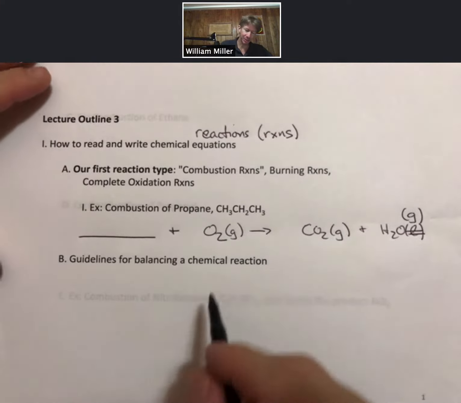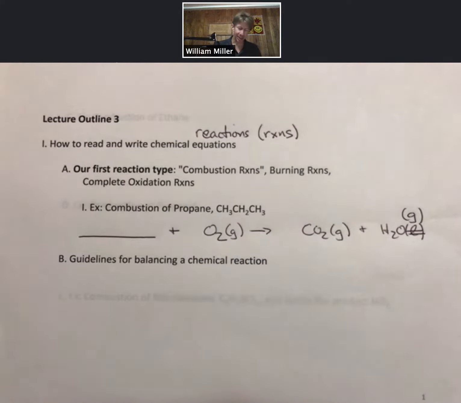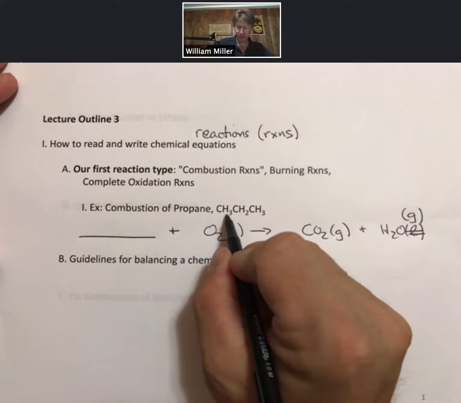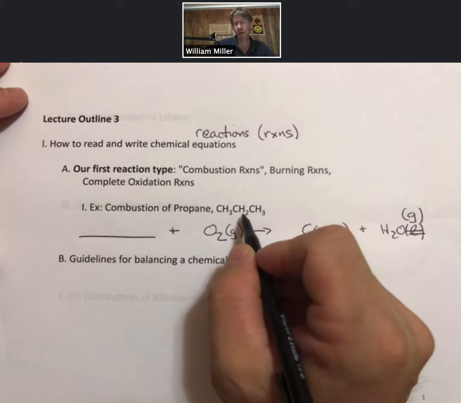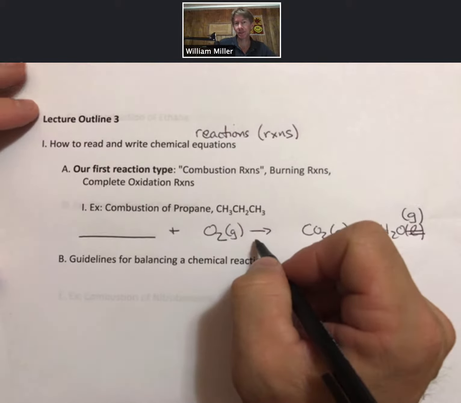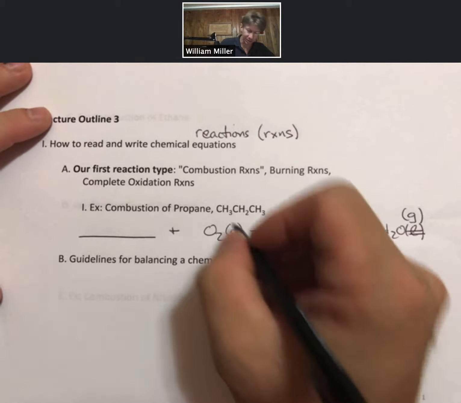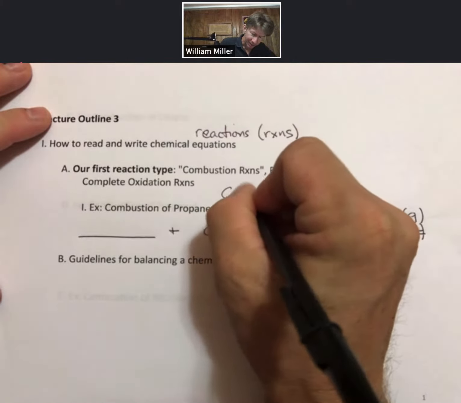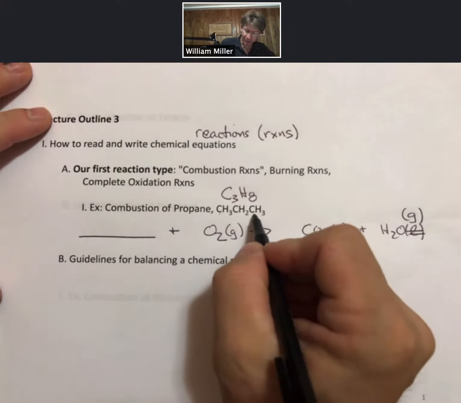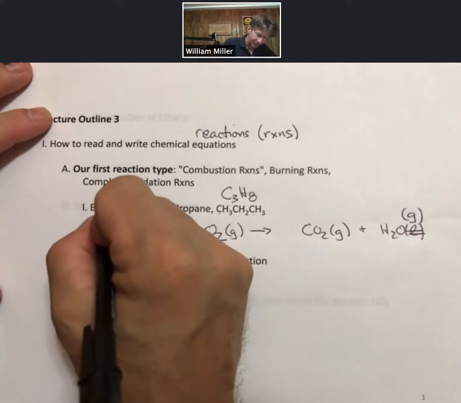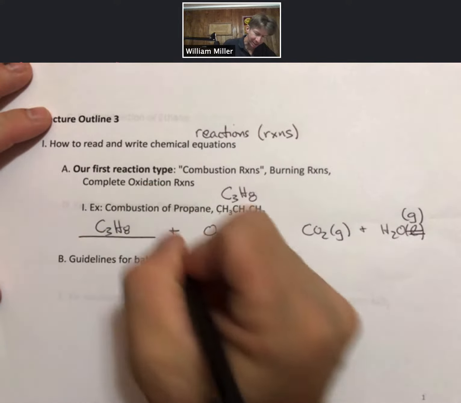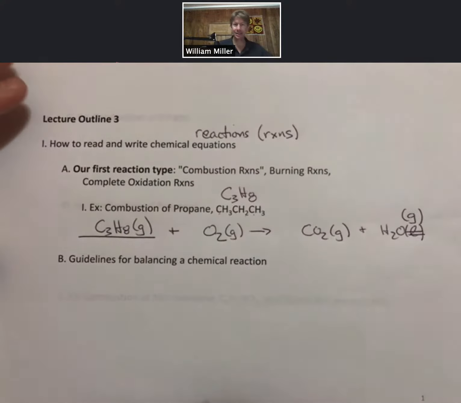So the thing that's being burned today is propane, and it's written here in its structural formula, and I want to write it more in a molecular formula or empirical formula. I add up all my carbons, I add up all my hydrogens and put them together. I end up with C3H8. That is a gas typically when it's burned in my grill.